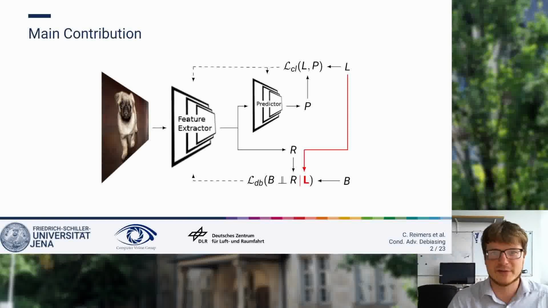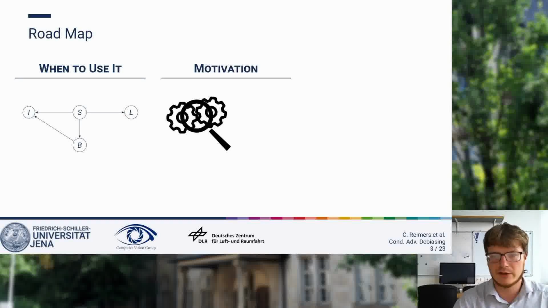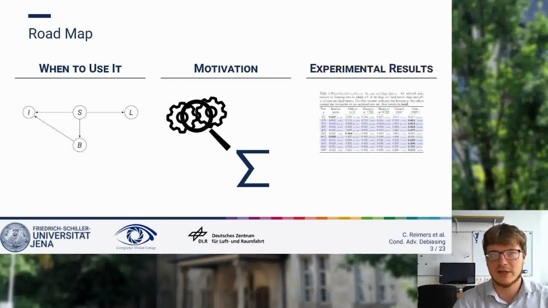The rest of the paper is organized as follows. First, I want to explain when to use this new method, so what kind of bias we are going to tackle. Then I'm going to explain why we think that this new method is a better fit for this kind of bias. And here also we'll try to give a more formal explanation. And then I will present some experimental results.